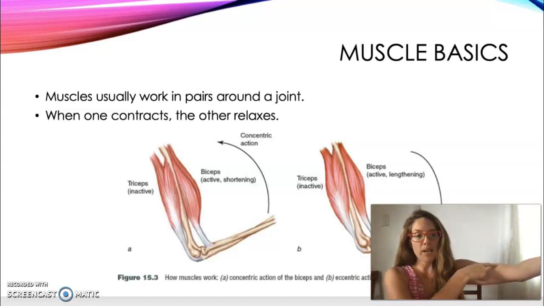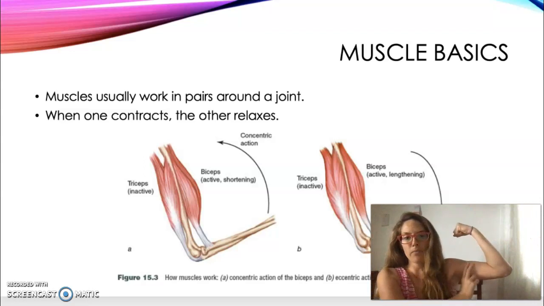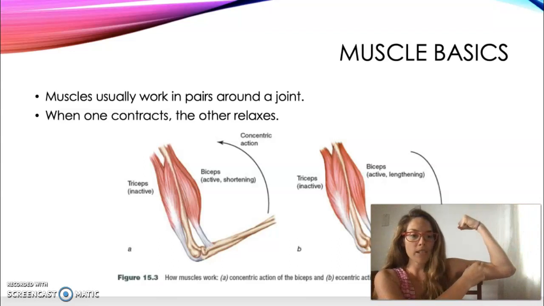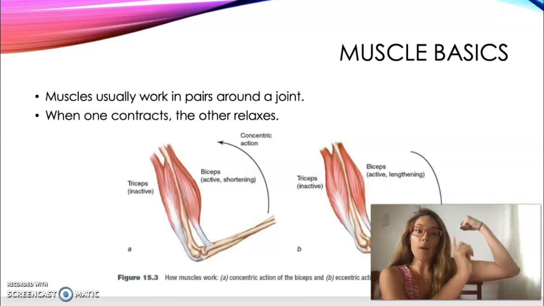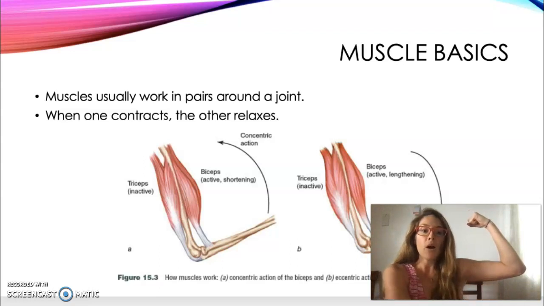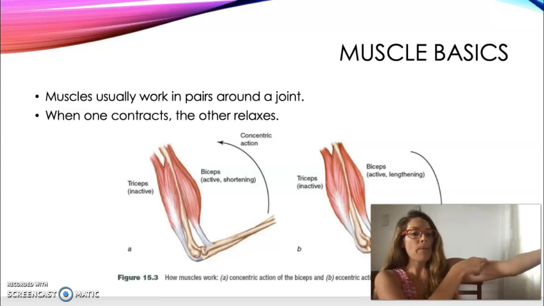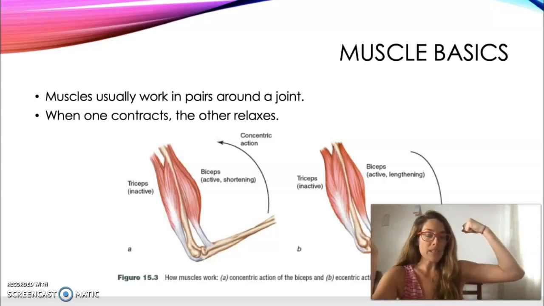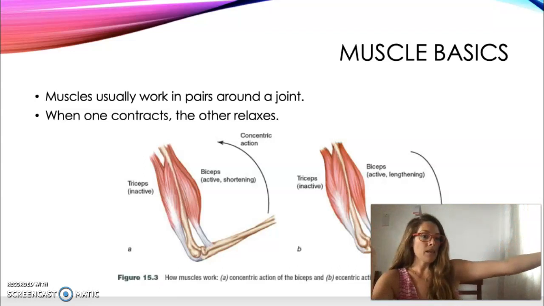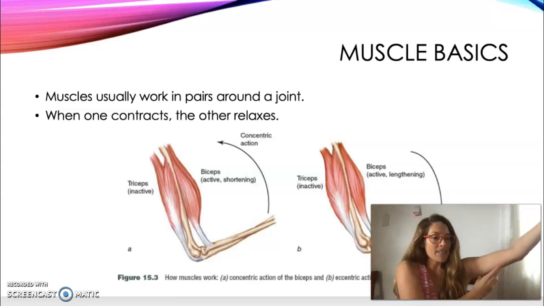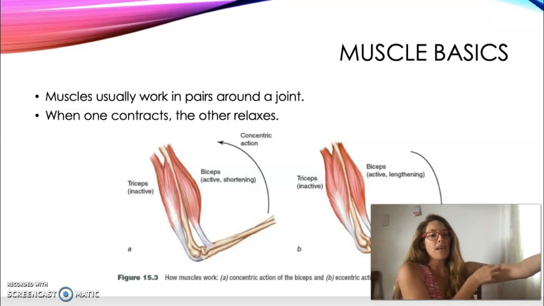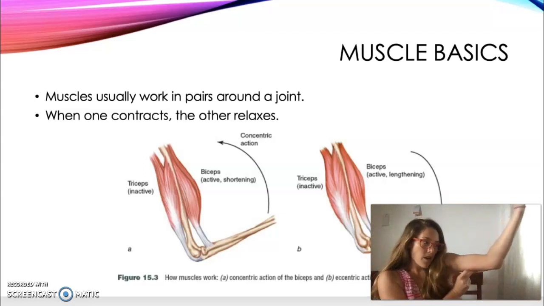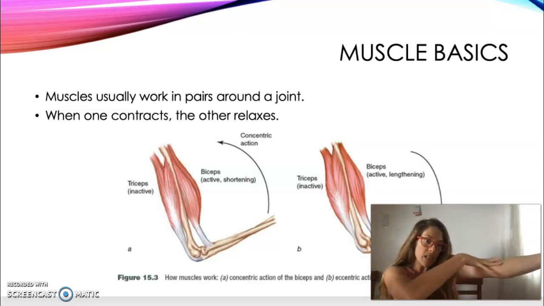So the bicep right now, when I show you my big muscles, it is the agonist, right? So it's contracting and creating the movement. And then the opposite muscle of it is the tricep, which is the antagonist. As my bicep is shortening, my tricep is lengthening. Now, when I do the opposite movement, when I lengthen, right, now the agonist is the tricep and the antagonist is the bicep. So when I go this direction, the tricep is shortening as the bicep is lengthening.